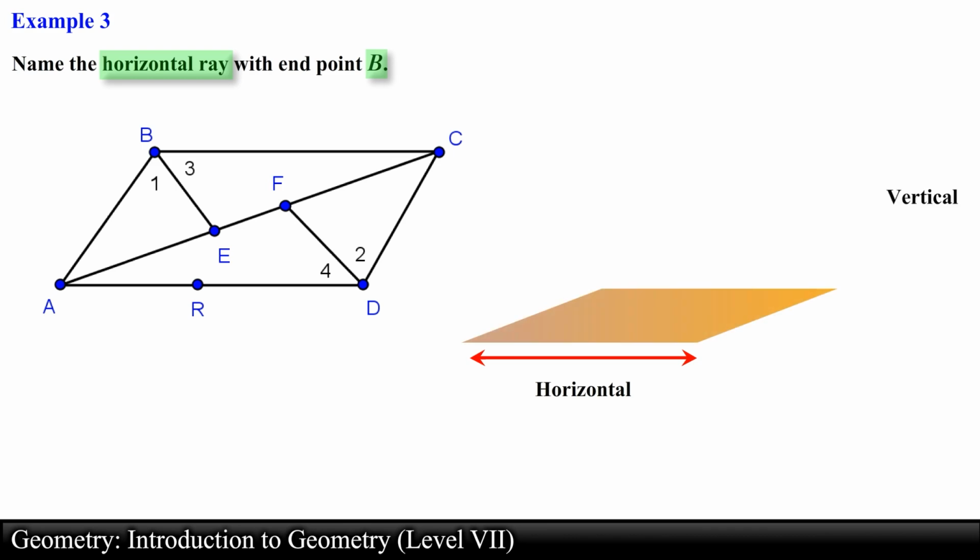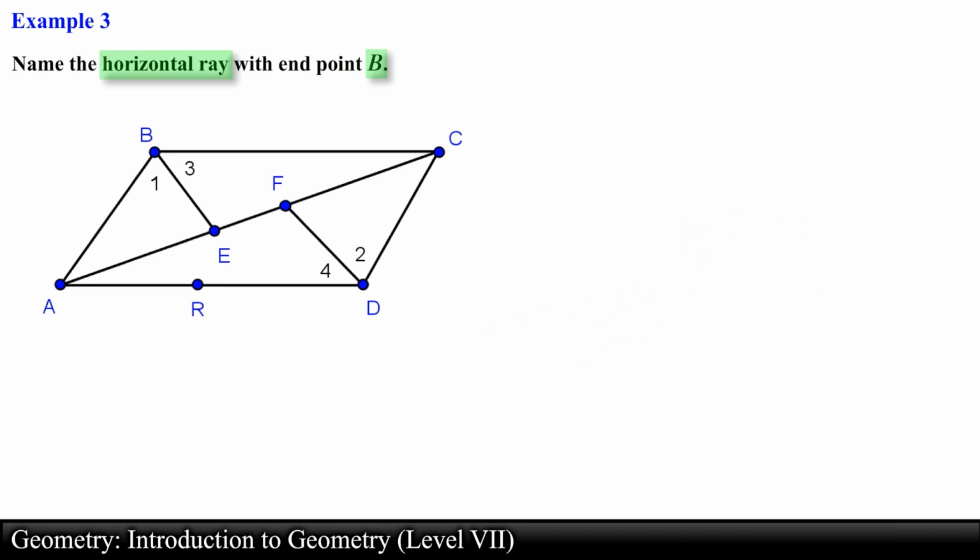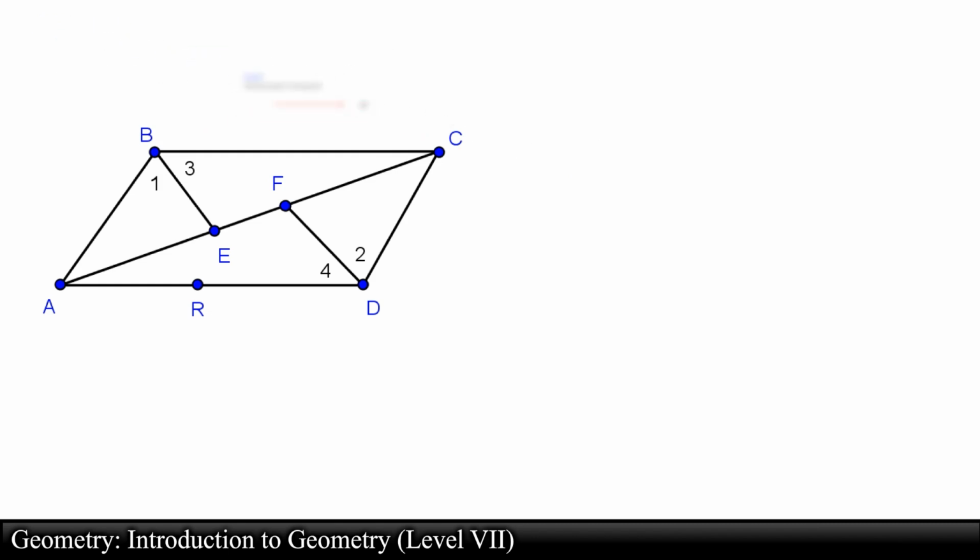A vertical line can be thought of as being upright. It extends down and up. You can think of the walls in a room as vertical surfaces since they are upright relative to the floor. For this problem, we want to identify a horizontal ray. So if we were to use point B as one endpoint, we see that the only horizontal ray that can be formed is ray BC, and this is our answer. Alright, let's move along to the next example.